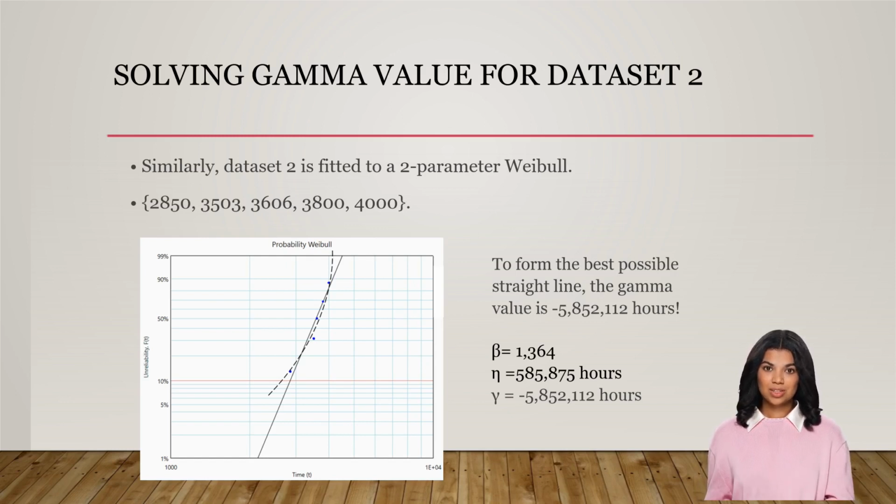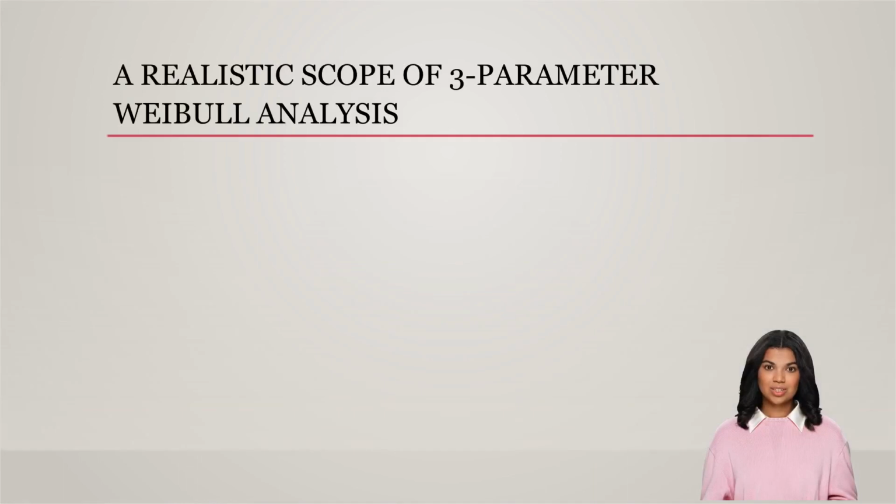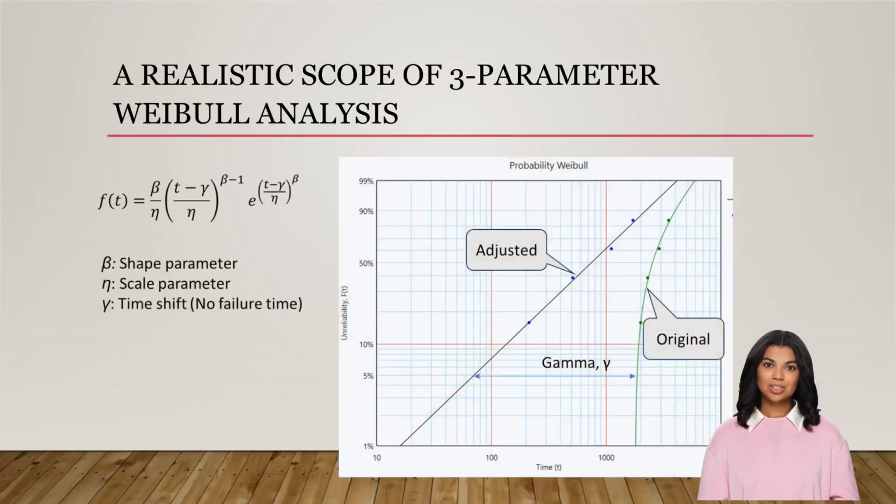As a side note, a large beta means that the failure rate increases very sharply when the age is approaching the eta value. Personally, I would switch to another distribution, like normal or lognormal, if the beta is greater than 20. These two datasets were generated using Monte Carlo simulation with a two-parameter Weibull. There was no gamma value, but we can always come up with a gamma by fitting a three-parameter Weibull.